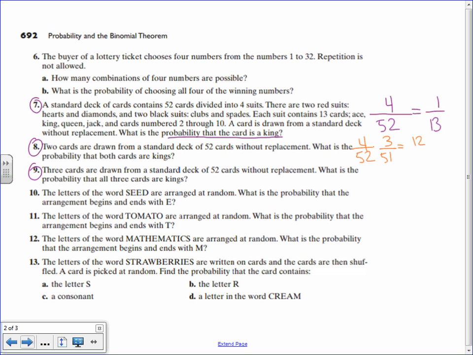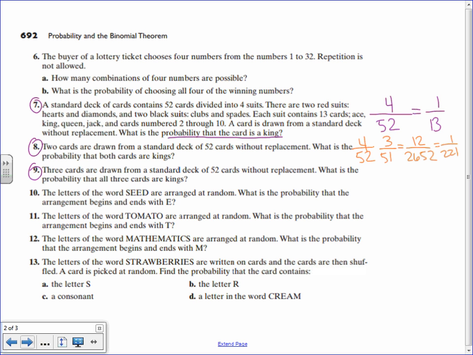4 times 3 is 12. 52 times 51 is 2,652. And we could do 12 divided by 2,652, because I'm pretty sure that's going to simplify to 1 over 221. Cool.